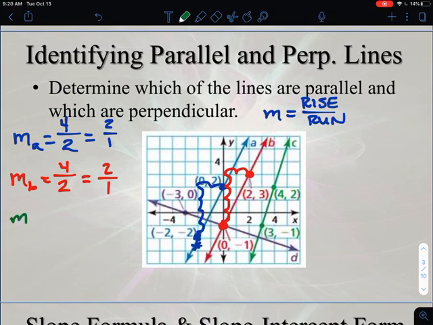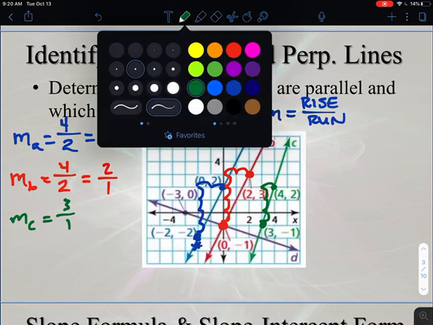Then I've got line C. So line C, they give me these 2 points here. When I go to calculate slope, again, I count. Starting at the left, I go up 1, 2, 3, so positive 3 for rise. Then I go right 1 for the run. And so I get 3 over 1. That doesn't reduce down. We just leave it as 3 over 1.